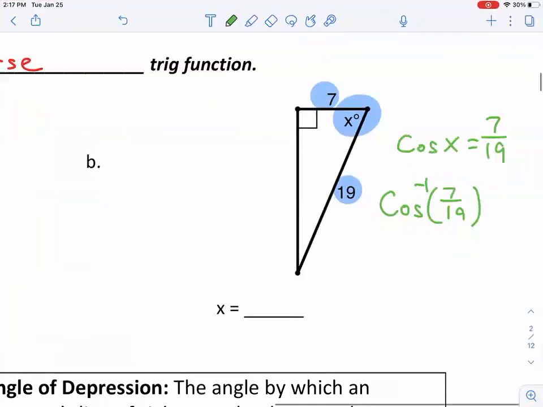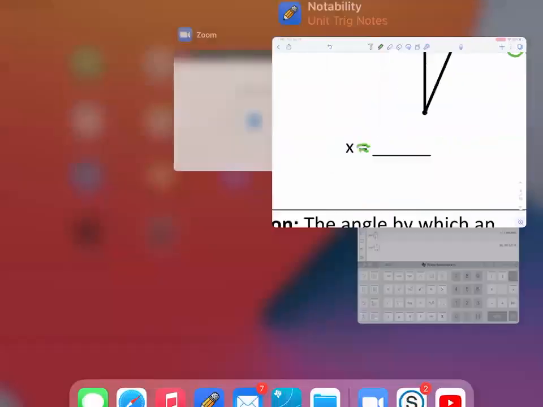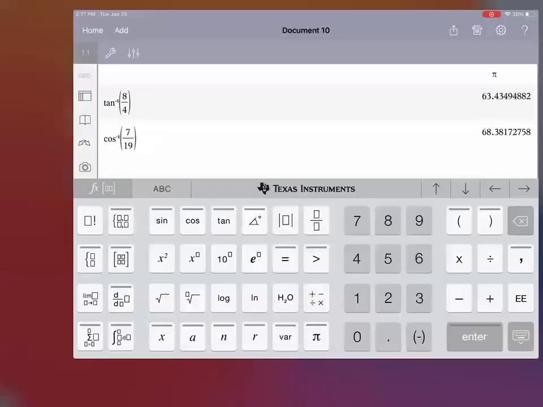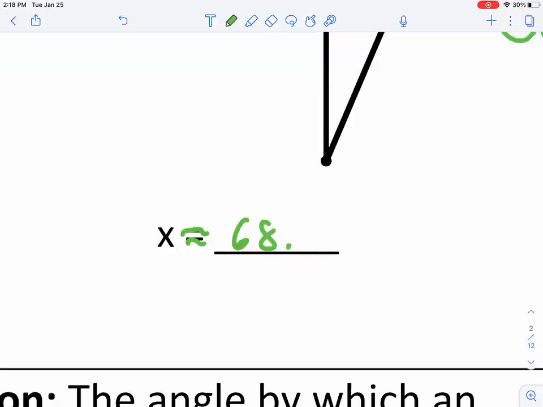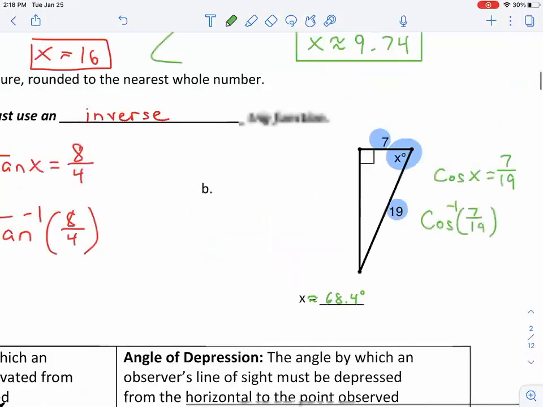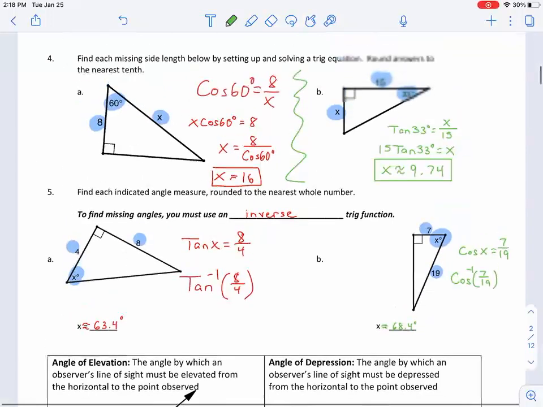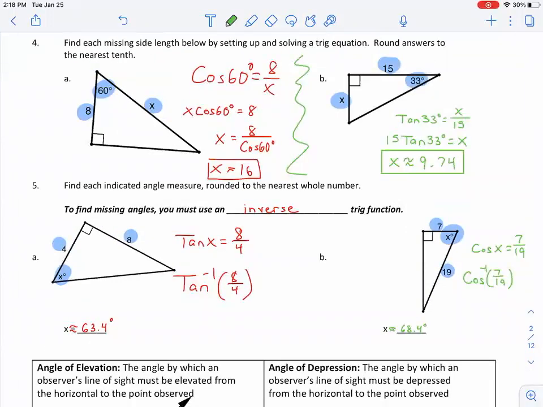So x is approximately 68.4 degrees. Okay, so the top two problems we were finding side lengths. The bottom two we were finding angles, and when we were doing angles, we used the inverse button.